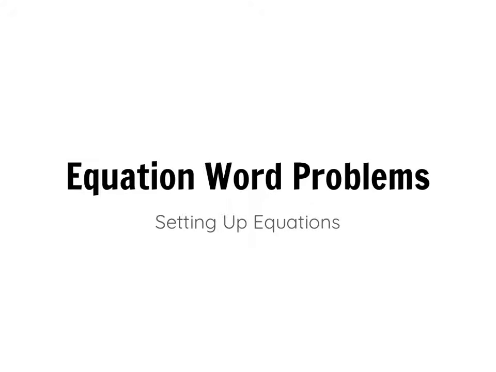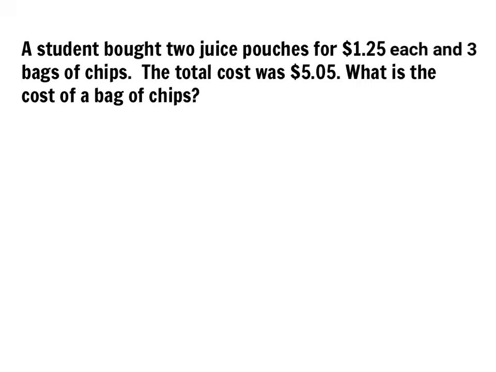This video is all about taking a long word problem and shortening it to an equation. A student bought 2 juice pouches for $1.25 each and 3 bags of chips. The total cost was $5.05. What is the cost of a bag of chips?